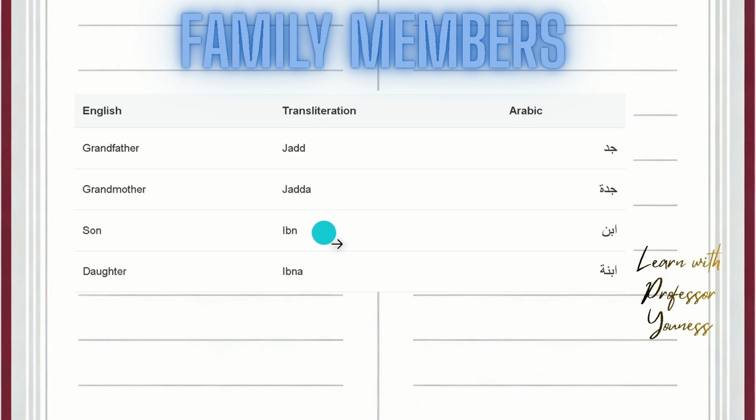Son, ibn. Daughter, ibna. So we have jadd, jadda, ibn, ibna. Next slide.